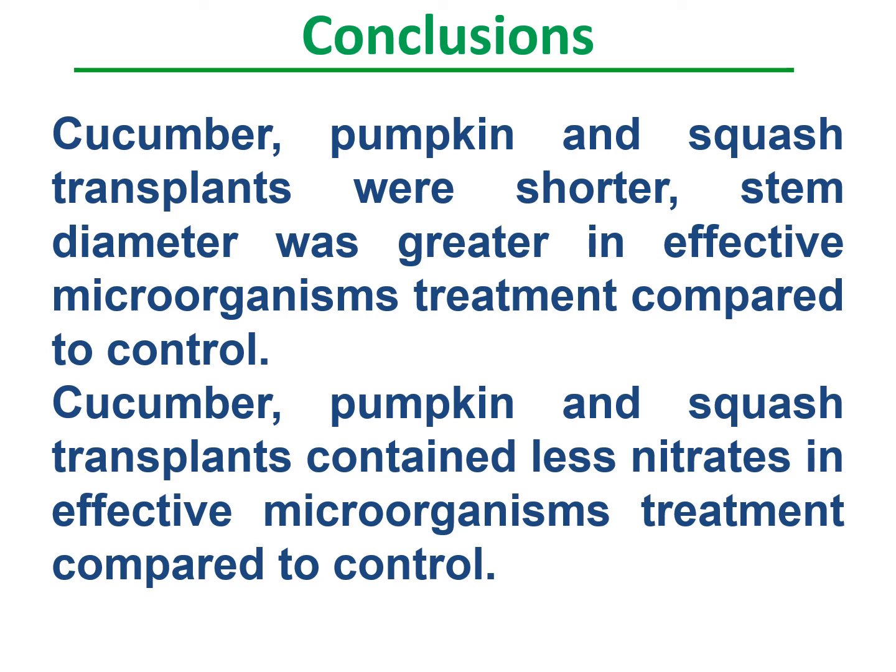Conclusions: cucumber, pumpkin, and squash transplants were shorter and stem diameter was greater in effective microorganism treatment compared to control. Cucumber, pumpkin, and squash transplants contained less nitrates in effective microorganism treatment than in control treatment.